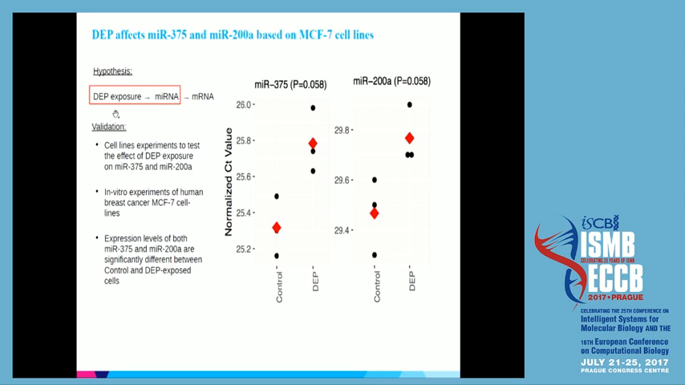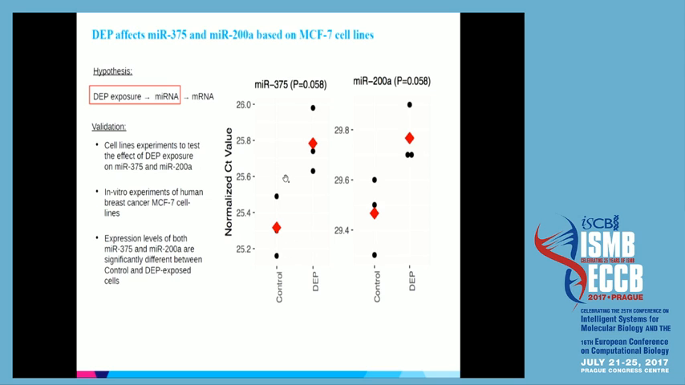Of course, this is a hypothesis, so we are not sure if this is the right direction. But what we validated was to assess if DEP exposure, the chemical, affects microRNAs. In order to do that, we considered MCF7 cell lines, which are human breast cancer cell lines. We basically got 3 replicates for control and for DEP. Those are the 3 replicate values, and the red diamond is the mean between these 3 dots.